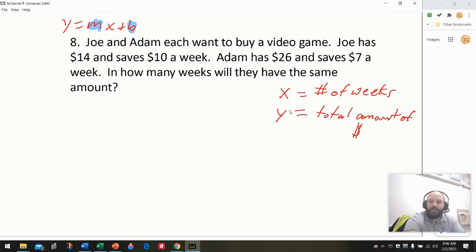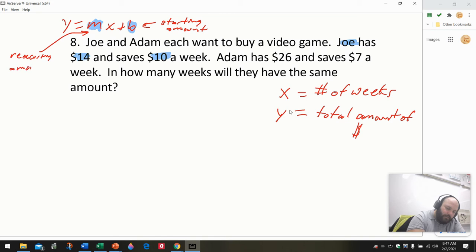So in this first equation for Joe, it says Joe has $14. So he's starting with 14, and then he's saving 10 a week. So the $10 is a per week reoccurring amount. So remember, B is the starting amount, and M is the reoccurring amount. So in this case, the equation then for Joe is going to be y equals 10x plus 14.